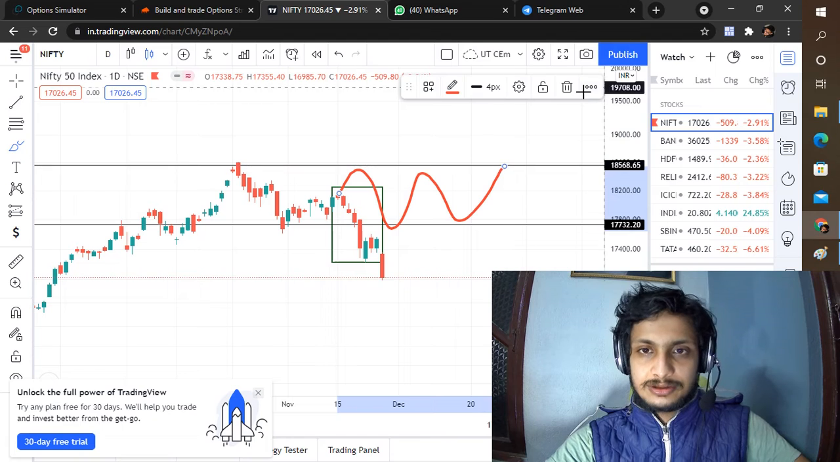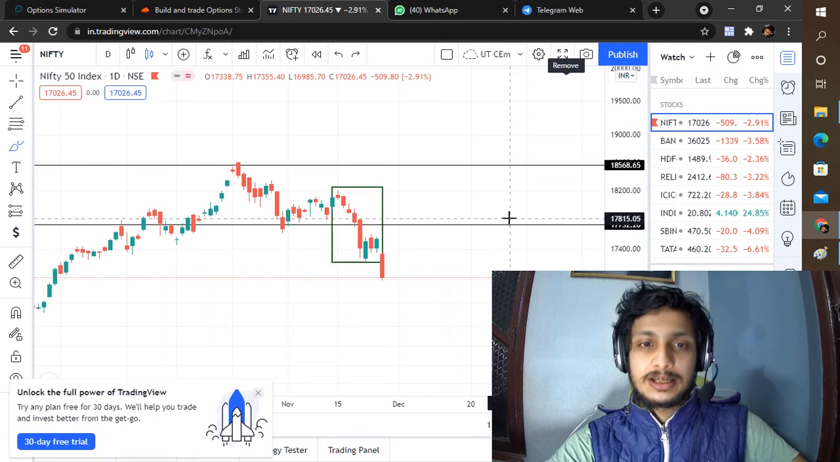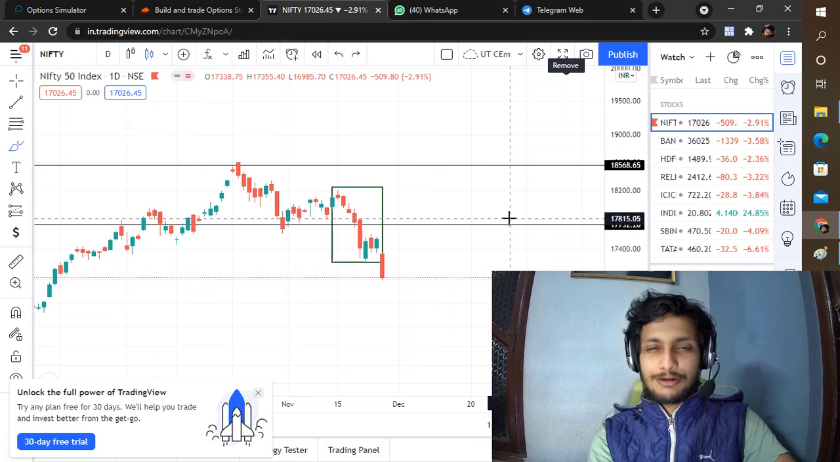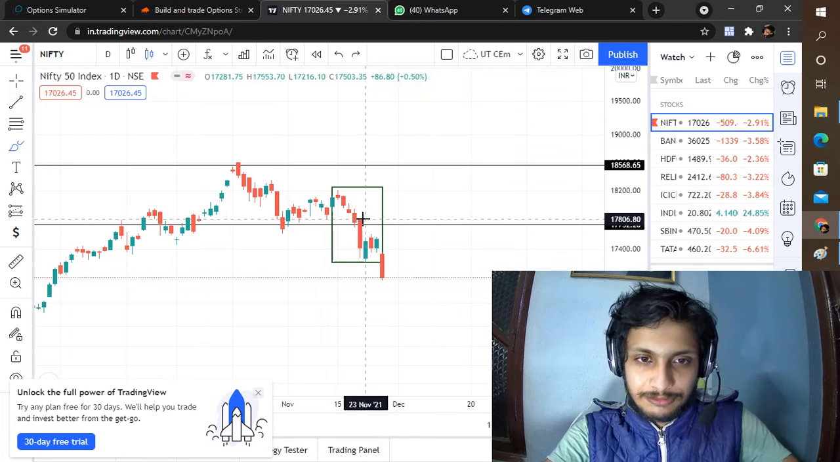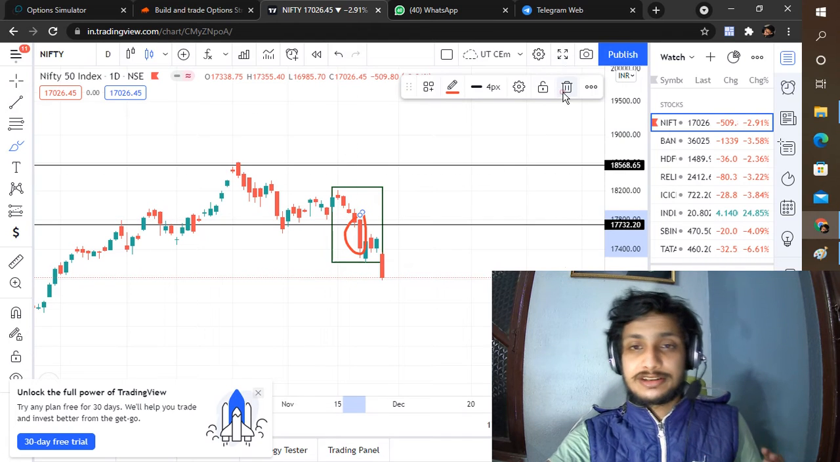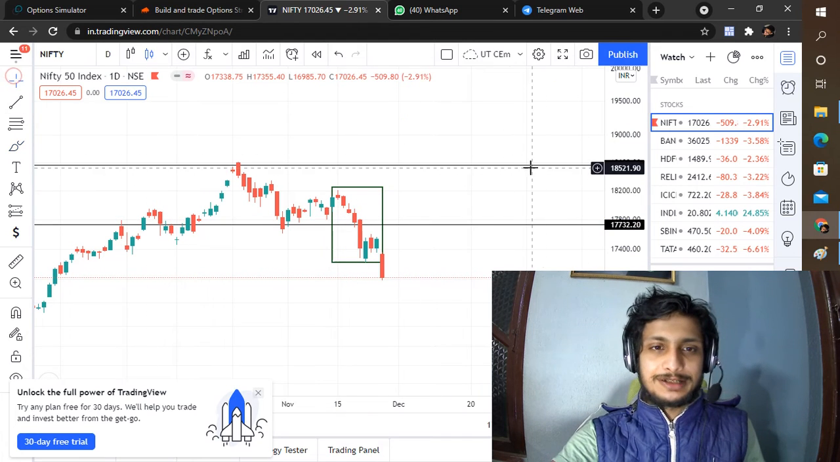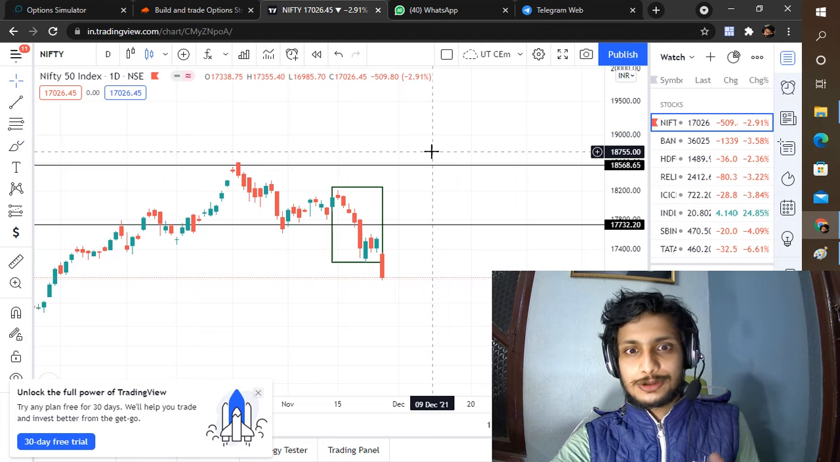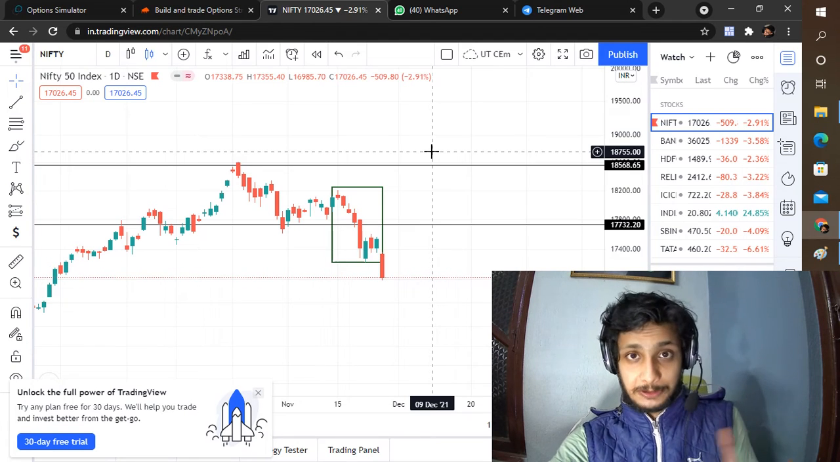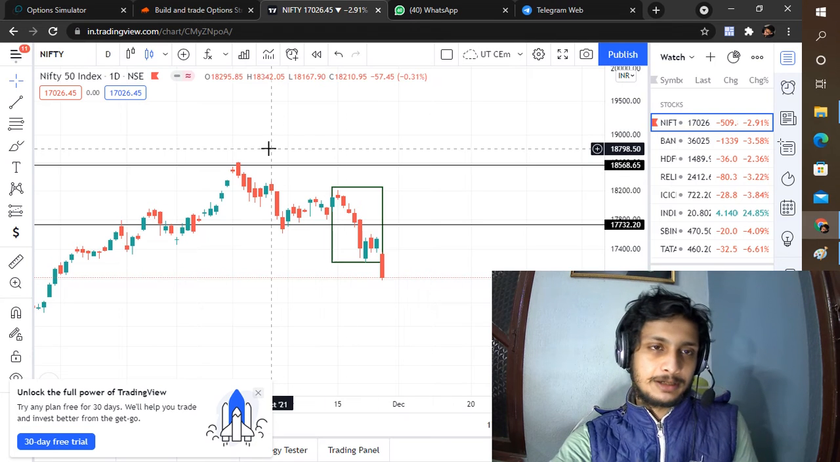So this was my viewpoint, which was entirely proven wrong by the market, and that too within a span of only 4 to 5 days. You can see on the 5th day this range was broken with a large bearish candle. There was also pretty fast momentum in the market, not only a downward movement but also fast momentum.